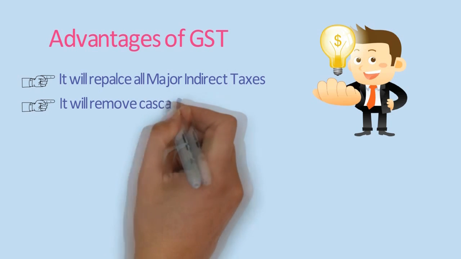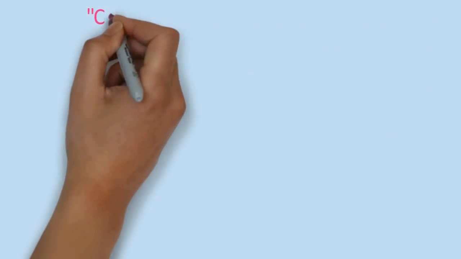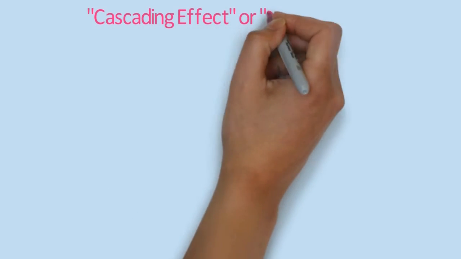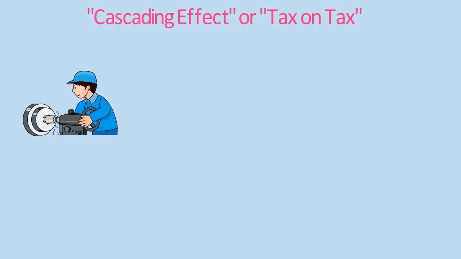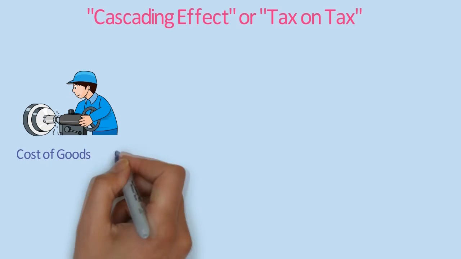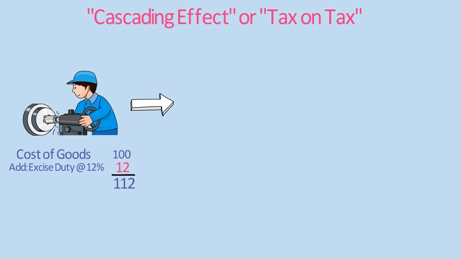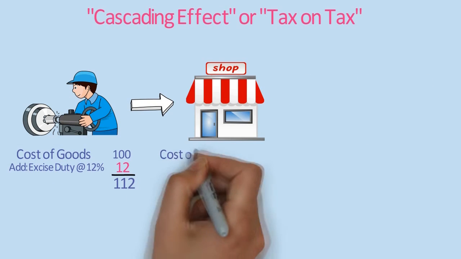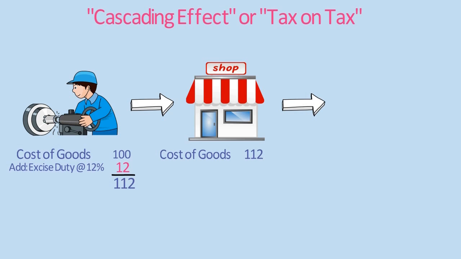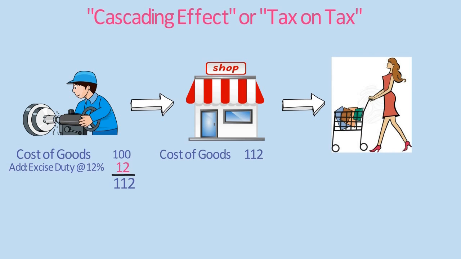It will remove the cascading effect. Cascading effect is a situation where tax is imposed on previously charged taxes. In simple words, it means tax on tax. A product on which excise duty has been charged can also be liable to VAT. Let's say a manufacturer produces a certain item for ₹100. He charges excise duty at 12% and sells it to a shopkeeper for ₹112. That shopkeeper sells the same item to the consumer after charging VAT at the rate of 12.5%.